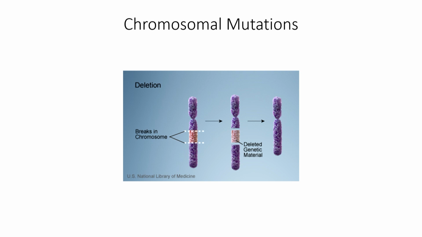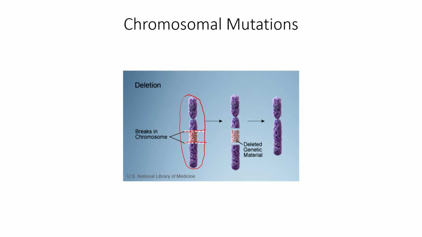I am showing here the deletion. You can see this chromosome, and in this chromosome there are 2 cuts, 2 breaks. Such kind of break can occur when these chromosomes are exposed to high energy radiation. Every day we are exposed to certain kind of radiation, and such kind of breakages are possible.